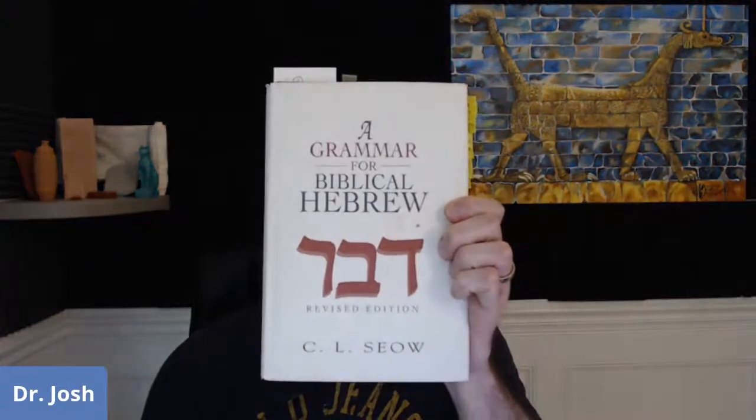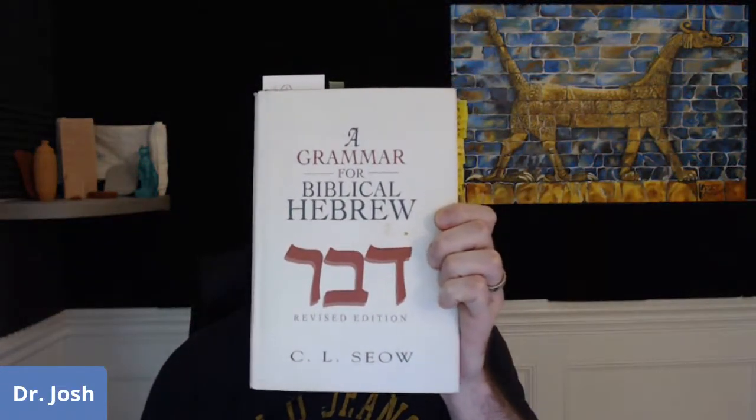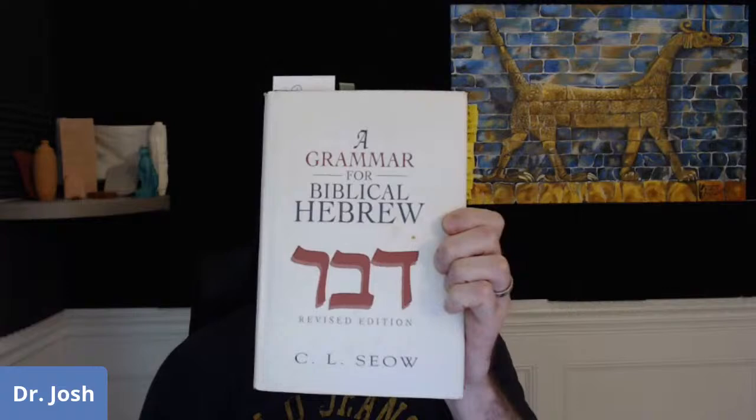Last week we learned about the Piel. If you remember, we are going through Chun Leong Seow's grammar. I think we're in lesson 16. The link to the book is also in the description below. But let's go ahead and get started.